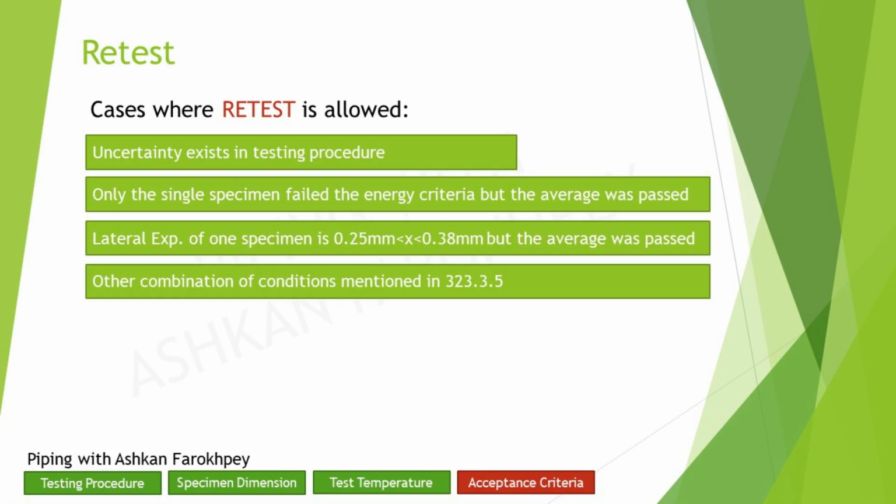Secondly, when your single specimen couldn't reach the minimum absorbed energy during the impact testing, but the average absorbed energy has passed the criteria. Thirdly, when the lateral expansion of your single specimen is below 0.38 mm but not less than 1/4 of a millimeter, and the average lateral expansion of your 3 specimens is above 0.38 mm, and some other circumstances that you can read from the code. This was the second section of impact testing we talked about.